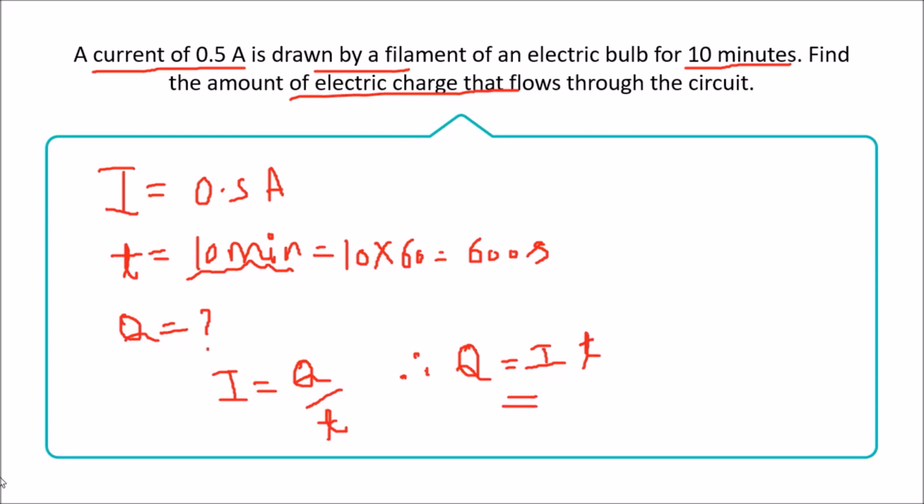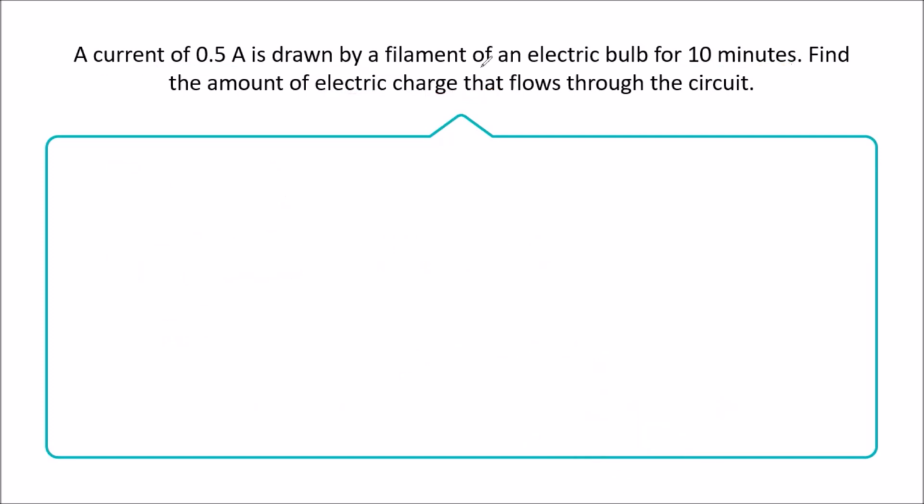Then after that, we have to substitute. When we substitute, we get I is 0.5 into T. Now T in SI unit would be 600 seconds. So we substitute here and then we multiply. The decimal gets cancelled with the 0, so it becomes 5 into 60, which is 300. Because it is charge, the SI unit of charge is coulomb. So the answer, the amount of charge flowing through the circuit, is 300 coulomb. Let's see the standard answer available with us.